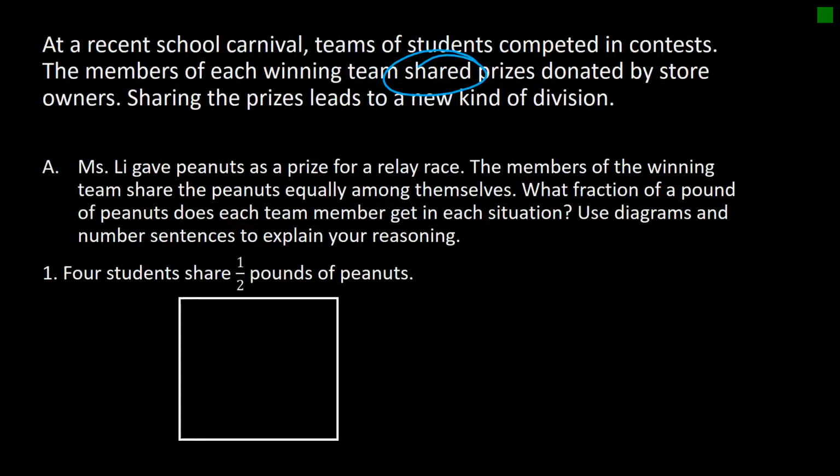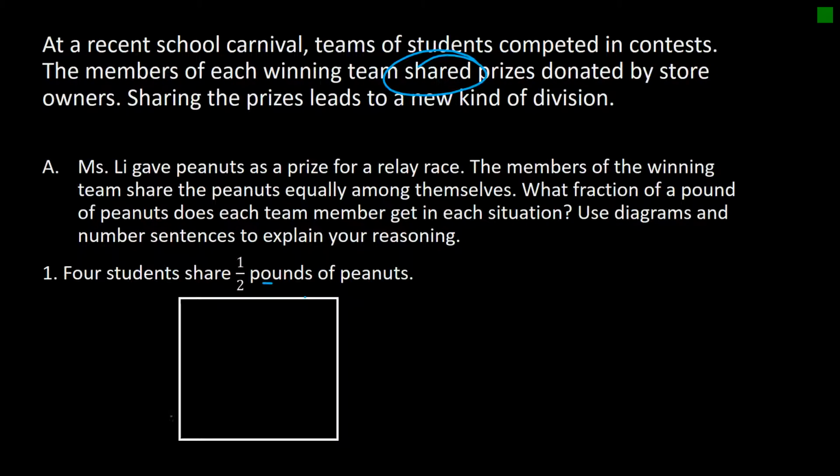Okay, so it looks like we have Miss Lee. It says Miss Lee gave peanuts as a prize for a relay race. The members of the winning team shared the peanuts equally among themselves. What fraction of a pound of peanuts does each team member get in each situation? We're going to use this diagram to help us understand what we're doing. So the first one says that 4 students share 1/2 of a pound of peanuts.